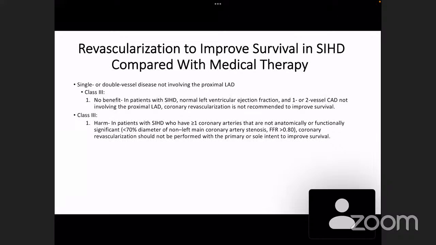For class 3, it shows harm in patient with stable ischemic heart disease who have more than 1 coronary artery that are not anatomically or functionally significant, less than 70% diameter of the left main coronary stenosis, and the FFR is more than 80. Coronary revascularization should not be performed with the primary or sole intent to improve the survival.